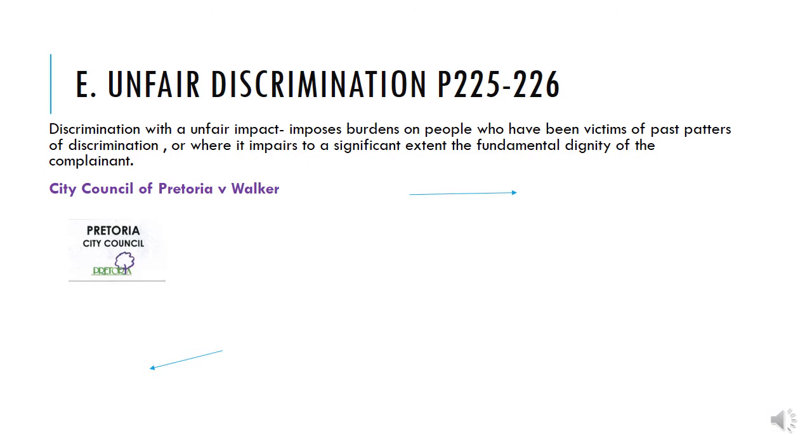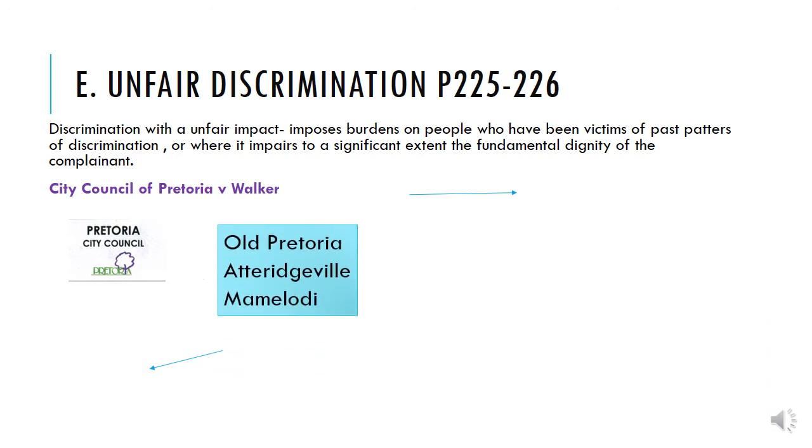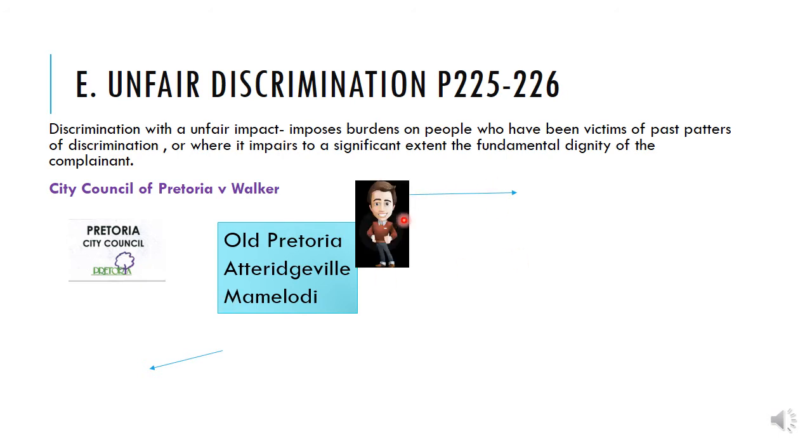Now, the Pretoria City Council had jurisdiction over three areas: the exclusively old white areas of Old Pretoria. So this is Pretoria as we know it, the suburbs, Old Pretoria. They also had jurisdiction over Attridgeville and then Mamelodi. Now, the residents of Old Pretoria were mainly and exclusively white, whilst Attridgeville and Mamelodi were mostly black.